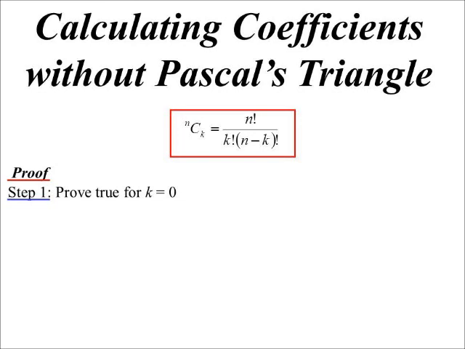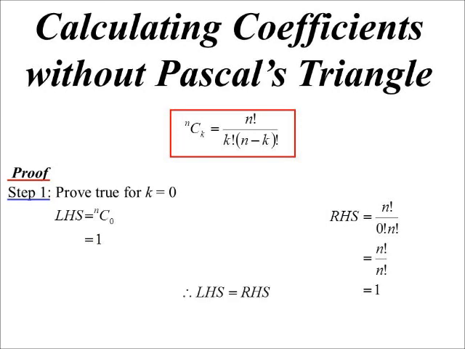So the left-hand side, nC0, which of course we have defined as 1 using Pascal's relationships. We said it starts and finishes with 1 each time. And on the right-hand side, if we sub in, we'll get n factorial on n factorial, which is 1. So yes, the left-hand side does equal the right-hand side. The result is true for k equals 0.